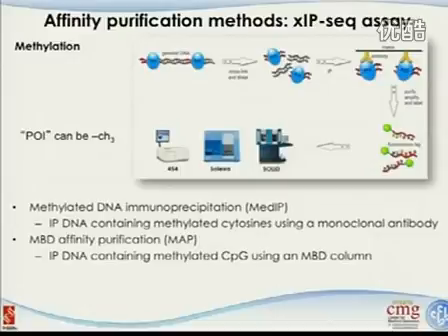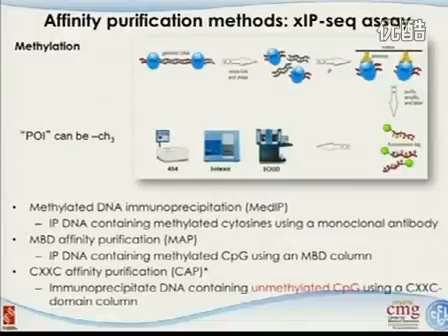And the second one is MBD affinity purification. Basically, you create a column that has these methylation binding proteins in there, and then you pass your DNA through that column. The DNA that is methylated will be trapped in the column, and the rest goes through. Hopefully they don't have too much methylation left. So these are 2 different types of approaches.